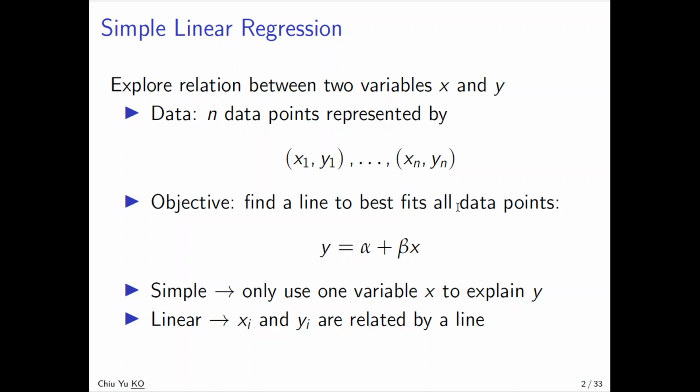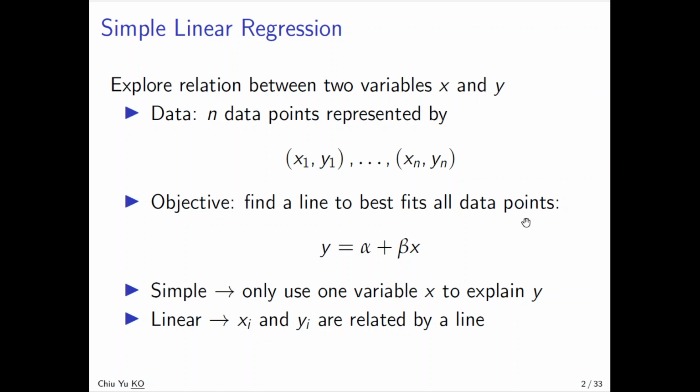Here we say simple linear regression. By simple, we mean we only use one variable x and variable y. You are not trying to use more than one variable. If you want to use x, z, a, b, c, a lot of variables to explain y, then it's no longer simple, it's more complicated. And linear means we are trying to relate them by a line, not a curve or anything else, but a line. So that's why it's linear.